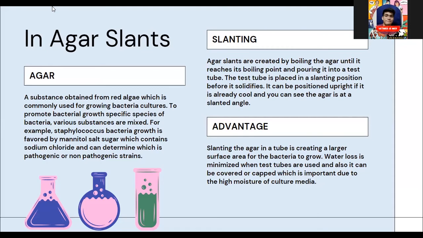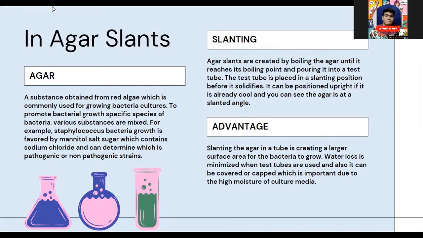Characterization of bacterial culture in agar slants. Agar is a substance obtained from red algae which is commonly used for growing bacteria cultures. To promote bacterial growth of specific species of bacteria, various substances are mixed. For example, Staphylococcus bacteria growth is favored by mannitol salt sugar which contains sodium chloride and can determine which are pathogenic or non-pathogenic strains.